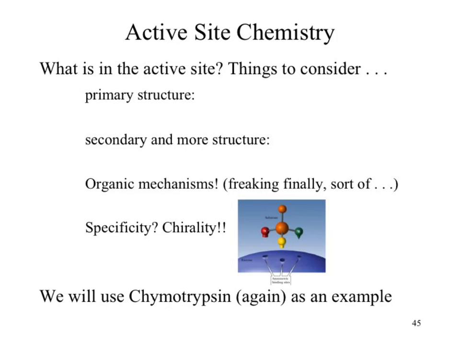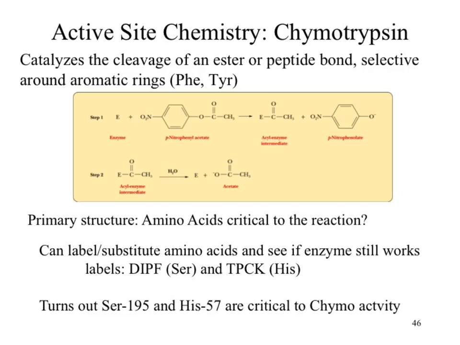So, we already did look at this before, but we'll look at it again with our chymotrypsin. It cleaves your peptide at phenylalanine and tyrosine. So, primary structure: I need phenylalanine and tyrosine in my substrate. If they aren't there, can't do the cleavage. So that's kind of important.